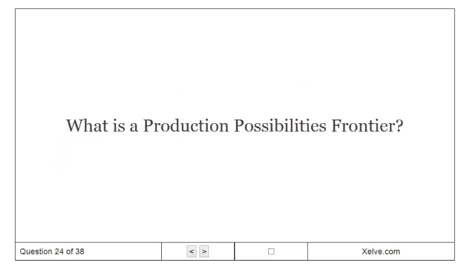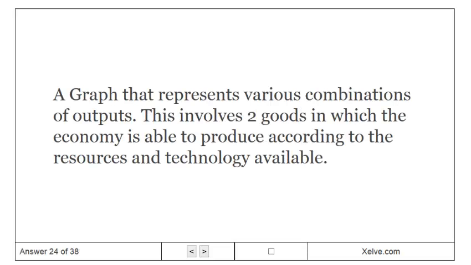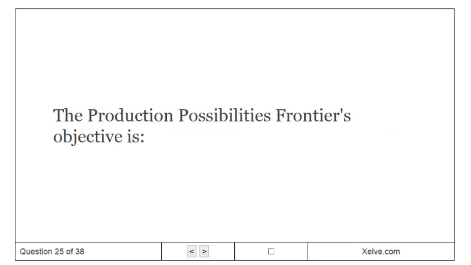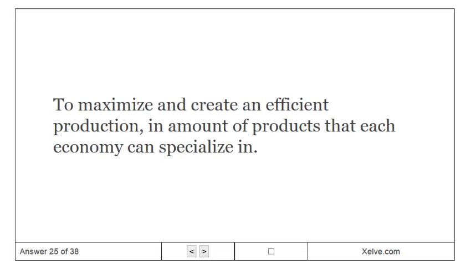What is a production possibilities frontier? A graph that represents various combinations of outputs. This involves two goods which the economy is able to produce according to the resources and technology available. The production possibilities frontier's objective is to maximize and create efficient production in the amount of products that each economy can specialize in.